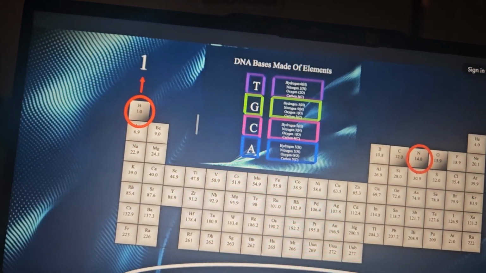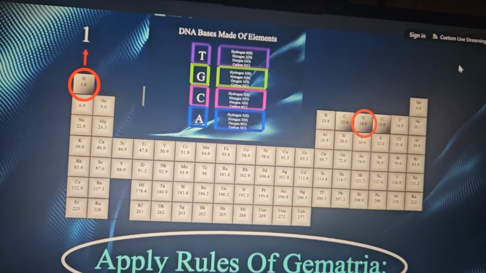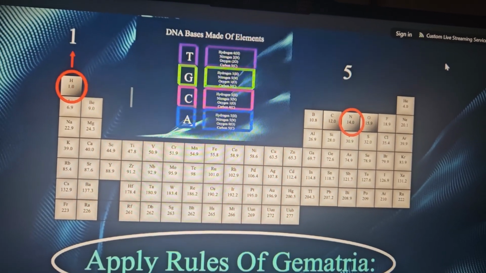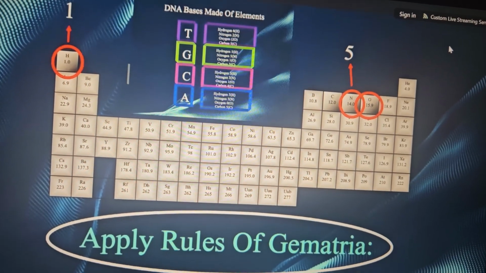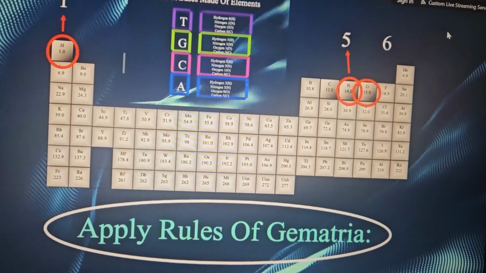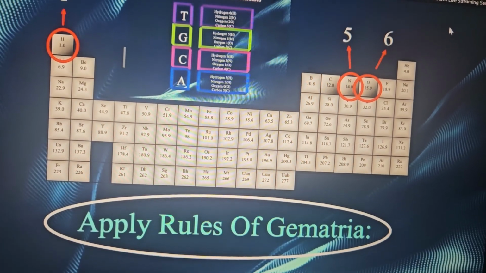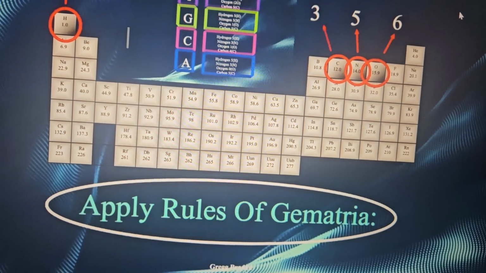Let's go over here to nitrogen. Nitrogen is 14.0. If you apply the rules and reduce, that becomes a 5. You guys are awesome. Oxygen, 15.9. You apply the rules of gematria, and all of a sudden the oxygen becomes a 6. Carbon, 12.0. You apply the rules, carbon becomes a 3.